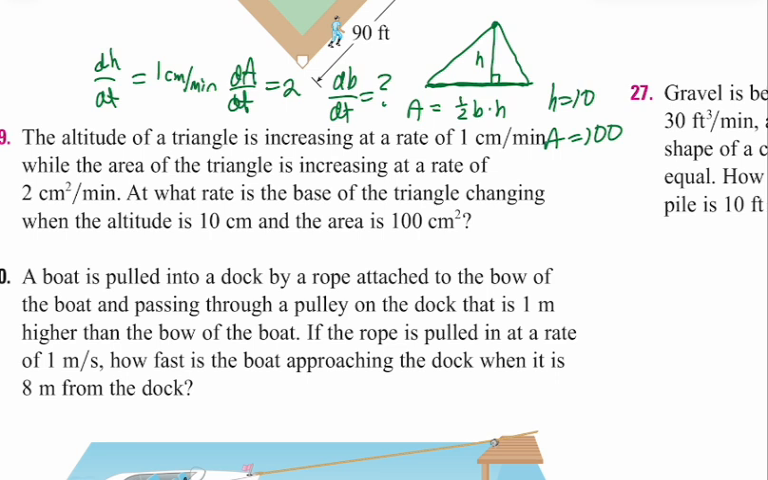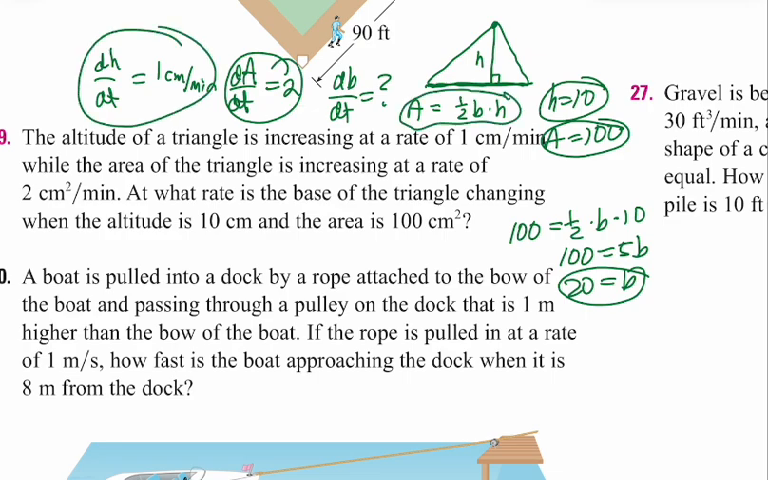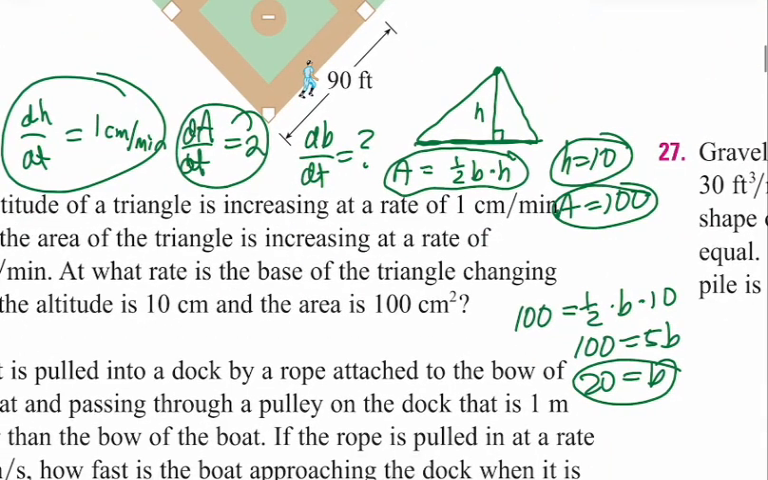Now let's take a second and figure out, well, what would the base be? 100 equals 1/2 times the base times 10. Half of 10 is 5. 100 is 5b. b has to be 20. So we know each one of these amounts, and then we just have to differentiate this. See how there's a multiplication between them? You have to do the product rule.